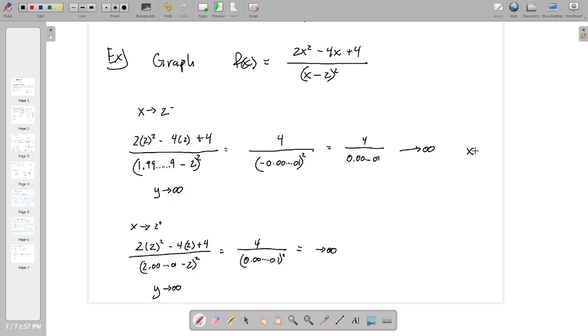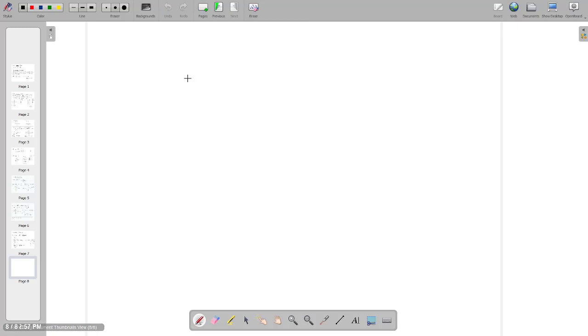Let's write that off to the side. As x approaches 2 from the left, y goes to infinity, and as x approaches 2 from the right, y also goes to infinity. Box this for later. Okay, now our question is, how do we find a horizontal asymptote? We do have a vertical asymptote at x equals 2. How do we find a horizontal asymptote?